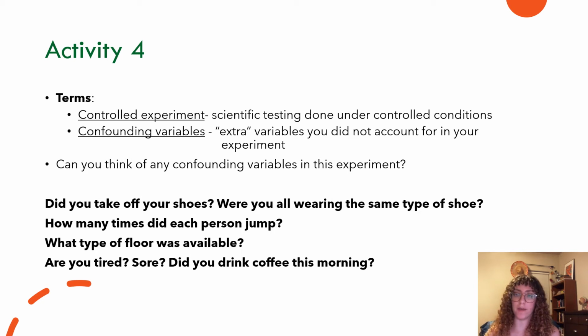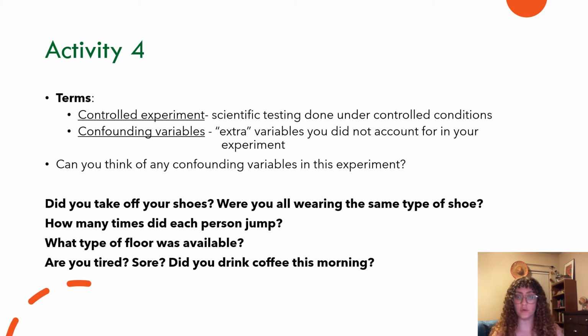Obviously, my group members and I wouldn't have the same type of floor available. I have hardwood, but someone might have tiles, someone might have carpet, someone might be outside, and the type of floor influences the amount of spring you've got and how far you can jump, so that's a confounding variable.